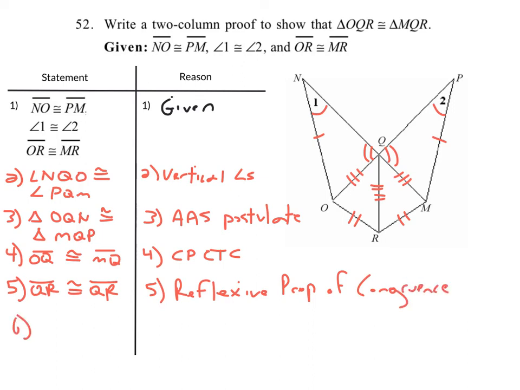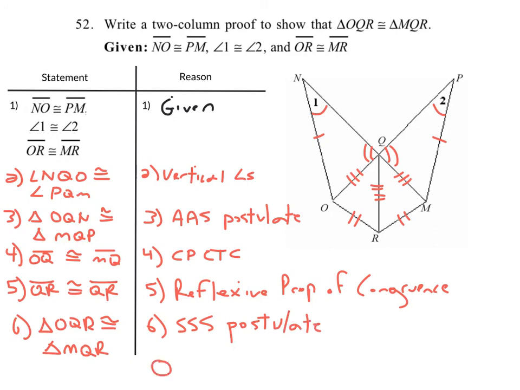And now, finally, we can state what we wanted to say, which is that triangle OQR is congruent to triangle MQR. And the reason that we're allowed to do that is through side, side, side. And now we know what we know. And we can say quod erat demonstrandum, that which was to be proved was proved, otherwise known as blammo. We did it. Good job.